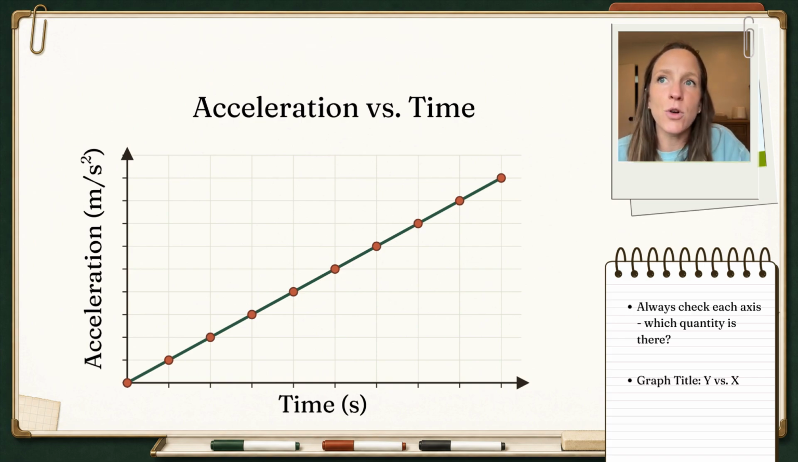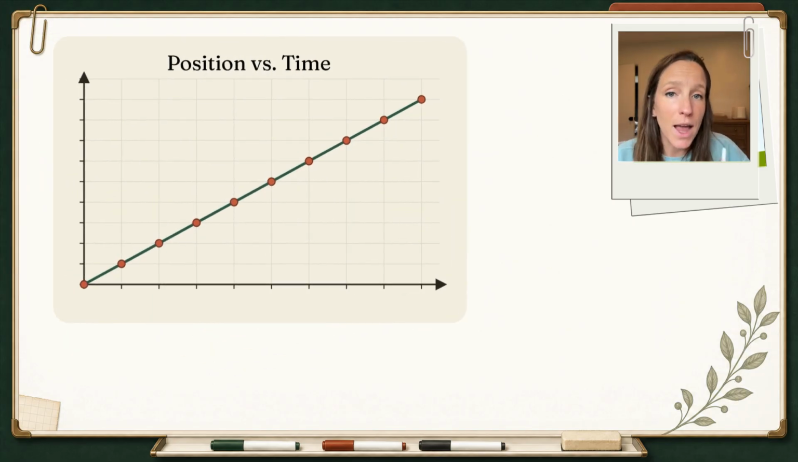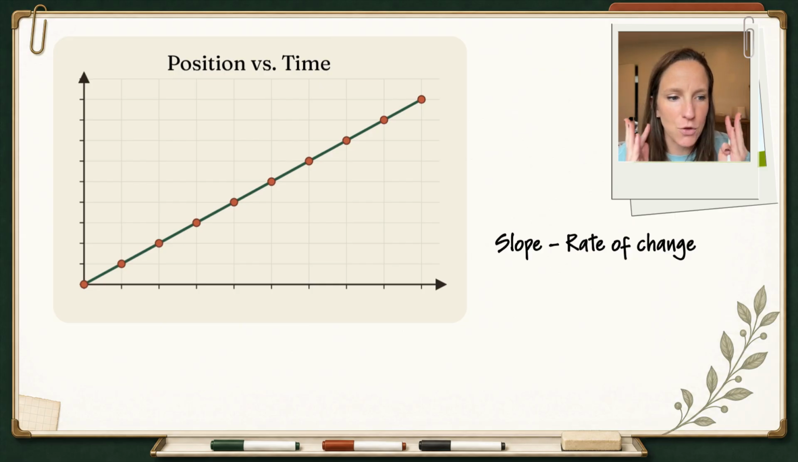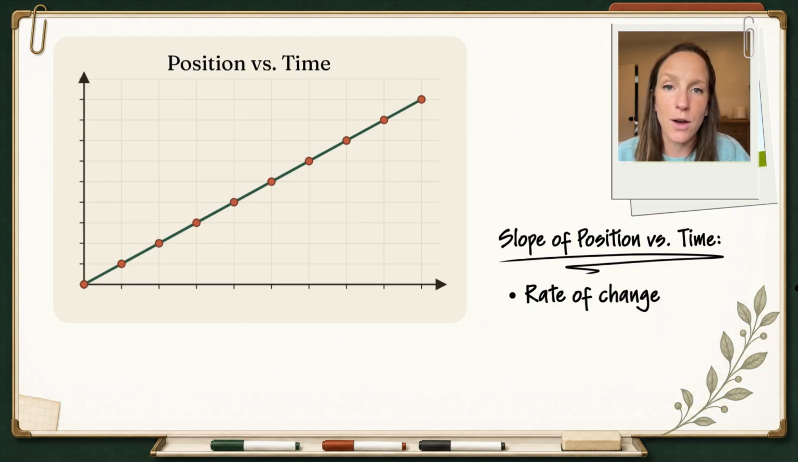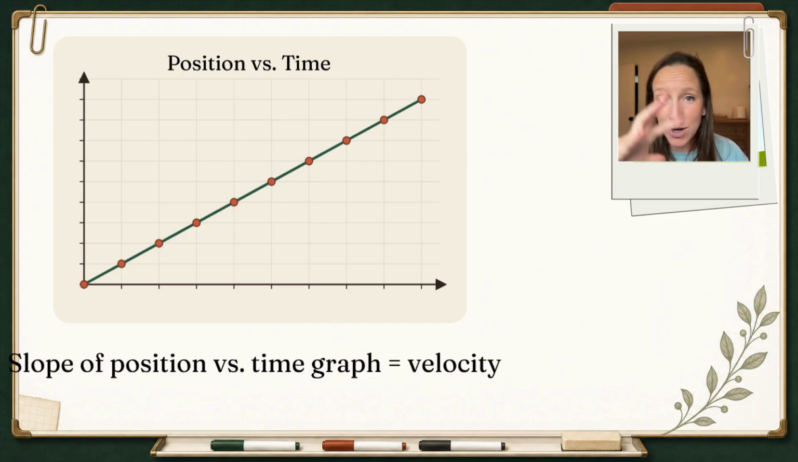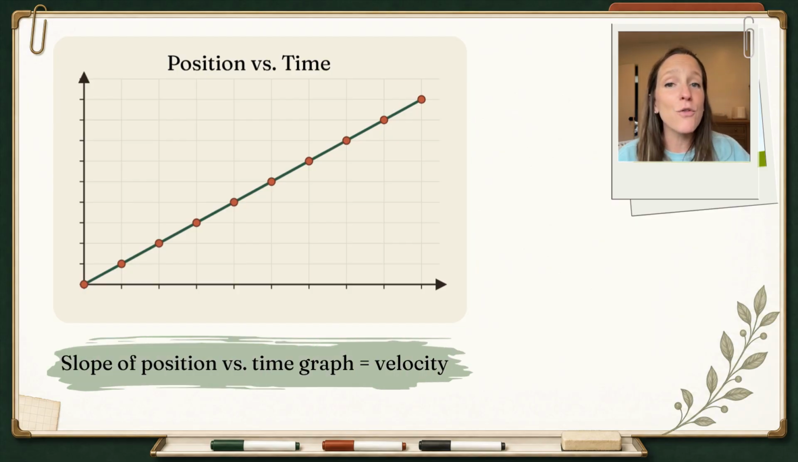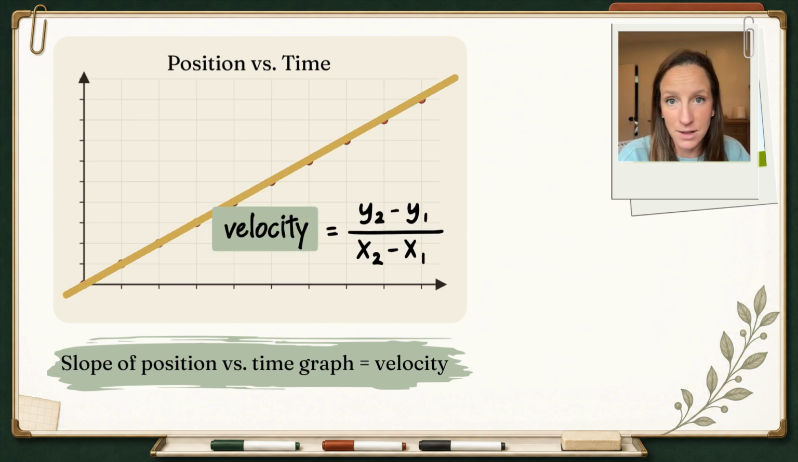And also another important feature of our graph here that we see is the slope. So slope on any graph is an indication of the rate of change in something. So on a position versus time graph, we're looking at the rate of change in position. That's what our slope is telling us. And that is pretty much the exact definition of what velocity is. So when we look at the slope of our position versus time graph, that is going to give us velocity.